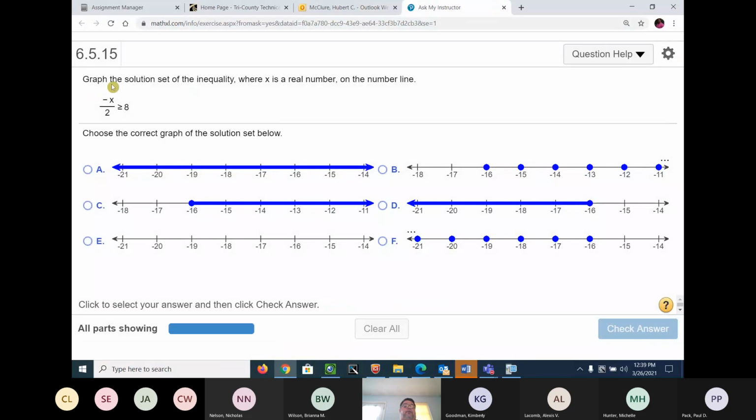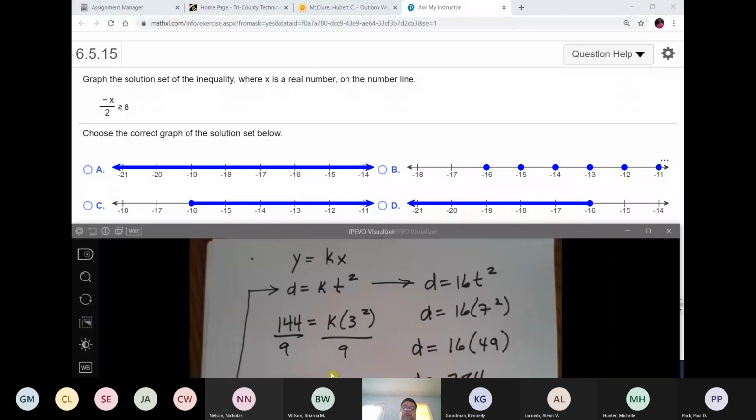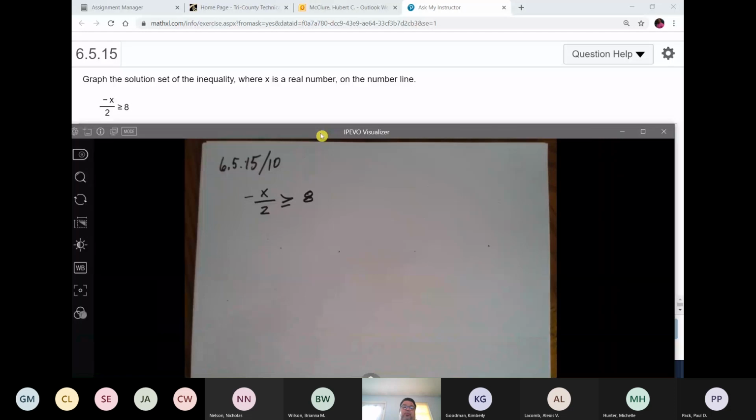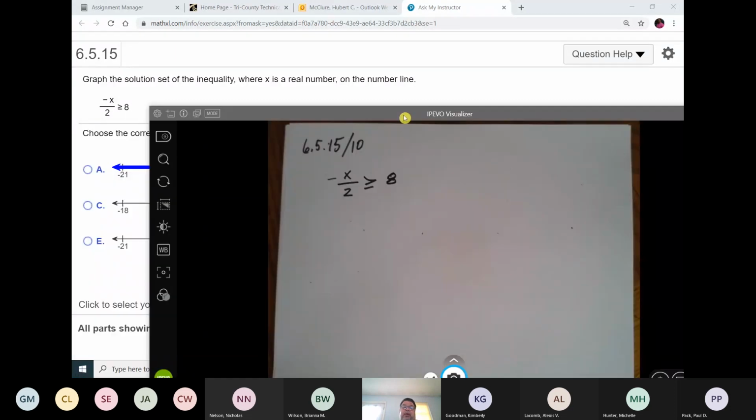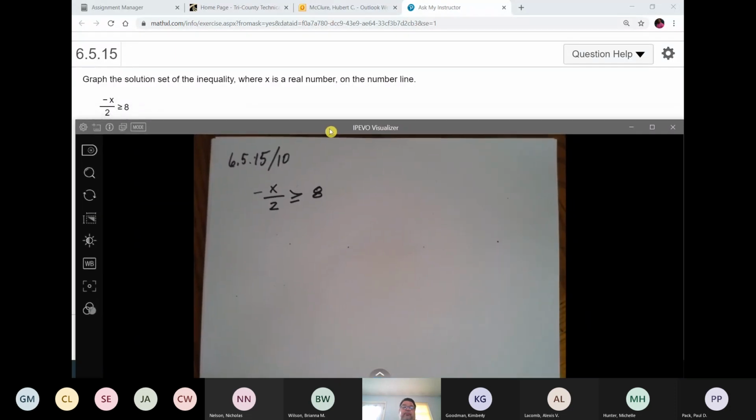Okay, graph the solution set of the inequality: negative x over 2 is greater than or equal to 8. This is the one where you can get rid of the negative by multiplying through by -2. You can do that, but it's going to switch the inequality. So the only thing you can do with this one is multiply through by -2 and remember to switch the inequality.